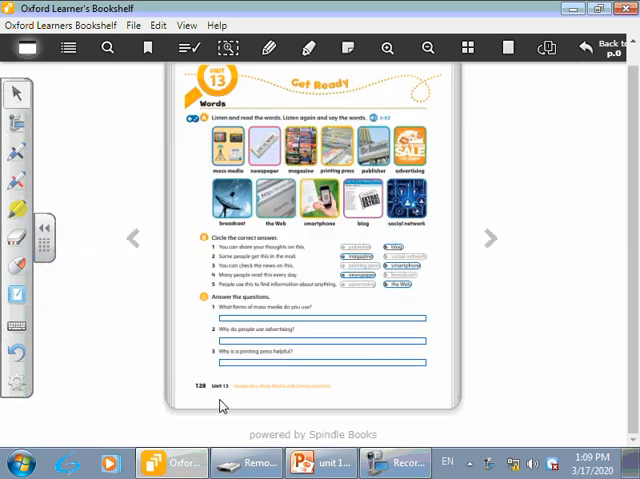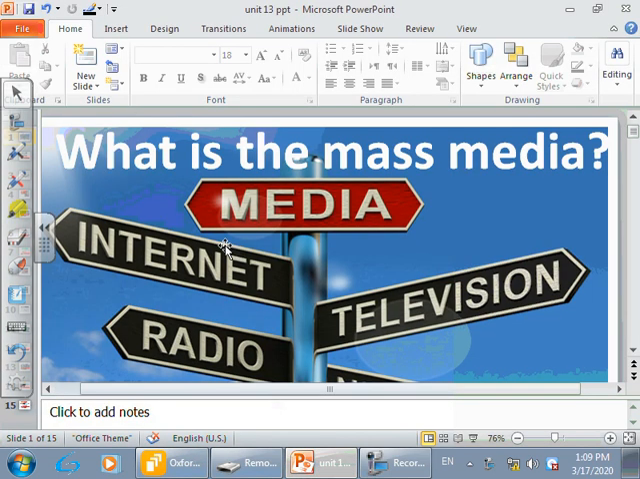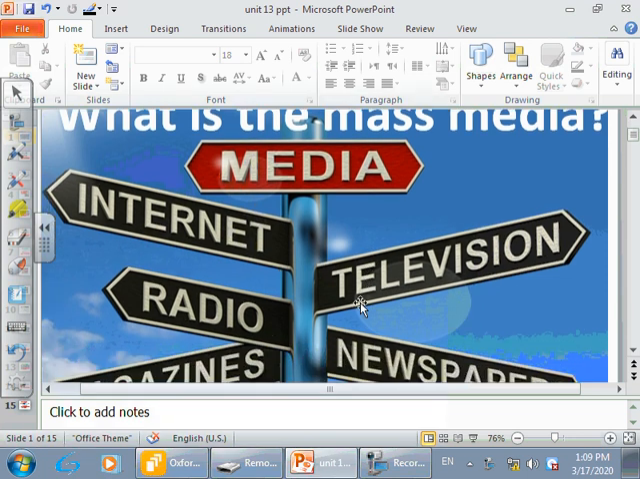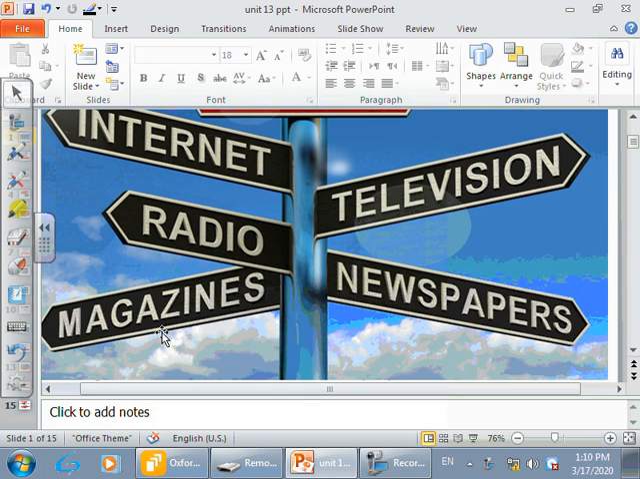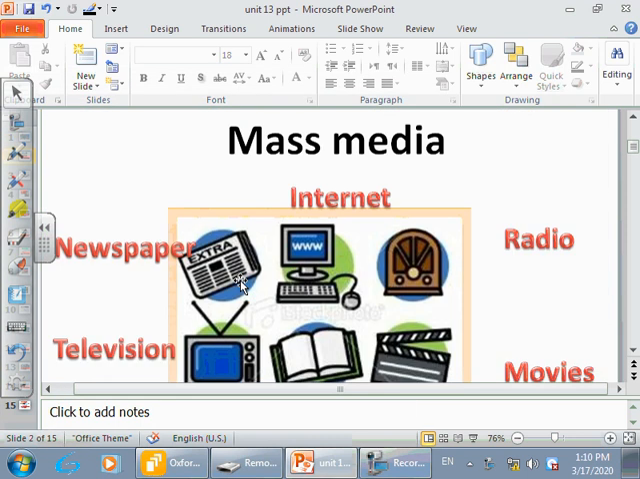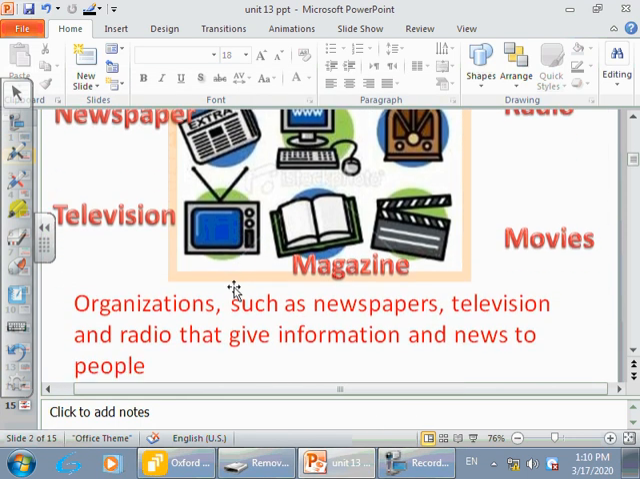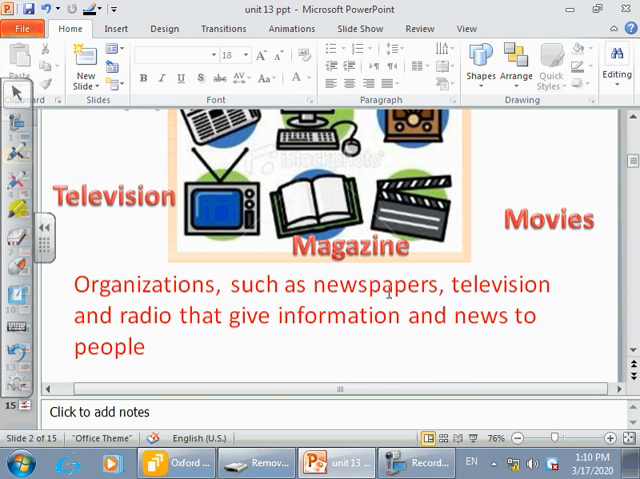Please open your books on page 126. Okay guys, today the lesson is talking about the mass media. What is the mass media? Let's check our PowerPoint. As usual, we will discuss the meanings of each and every word. The mass media, when we mention the word mass media, we mean the internet, television, radio, newspapers, and magazines. Mass media are organizations such as newspapers, television, and radio that give information and news to people.